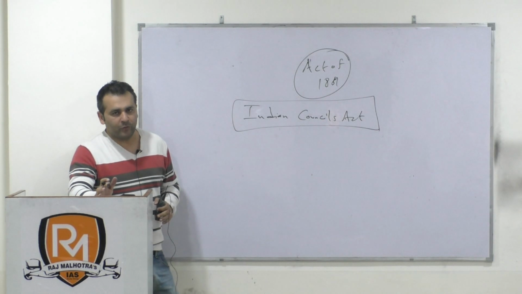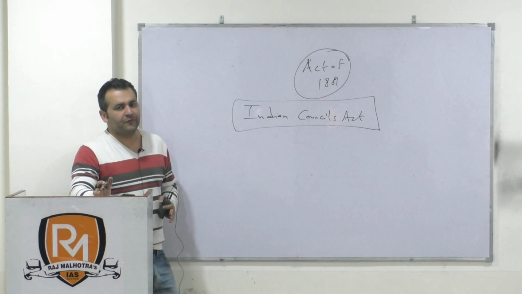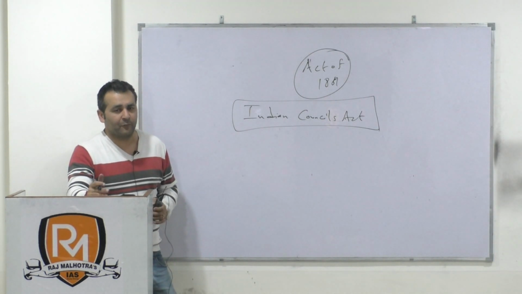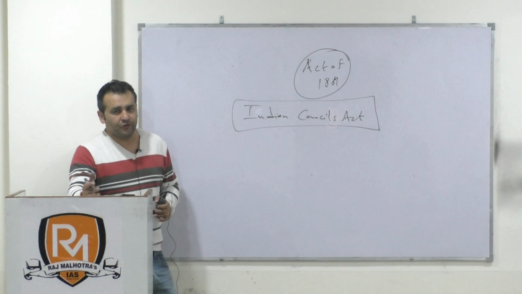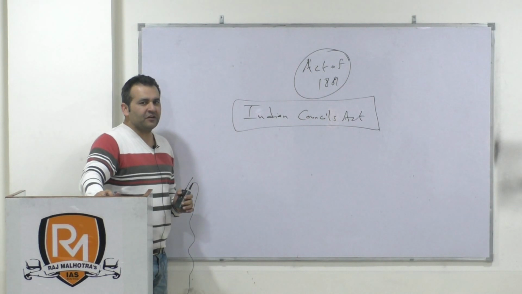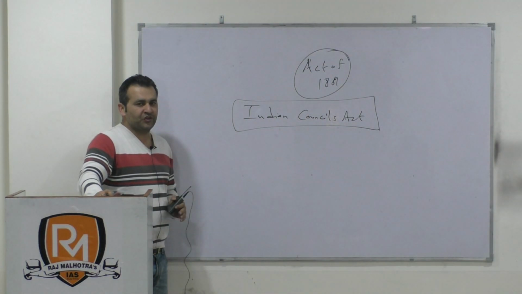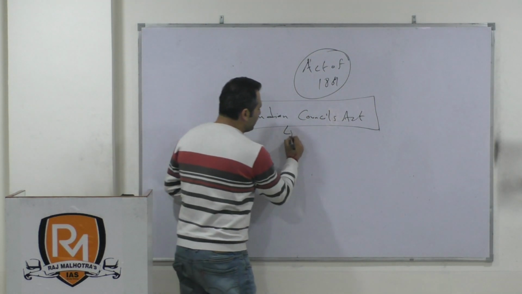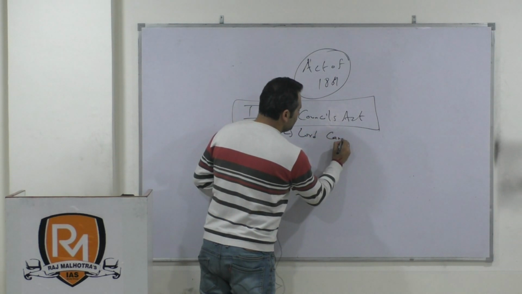The event has come to an end. A new act has been passed in 1858, and besides that, the Queen's Proclamation was also passed, which we will discuss some other day. And now this act is an effort to improve administration in India. It will again be passed by Lord Canning.